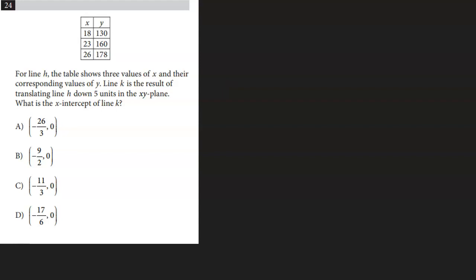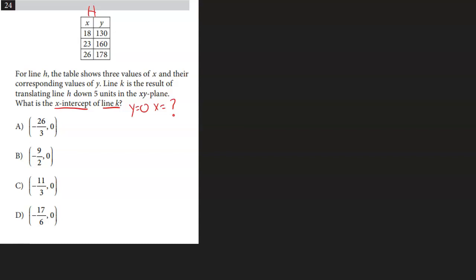So after reading the question, we know that this is the table for line H, and we know that line K is just 5 further down than line H, and what it's asking us for is what is the x-intercept of line K. And what we know is when the x-intercept, so when the value hits 0 on the x-axis, we know y equals 0 and x equals what? And that's what it's asking us for line K.